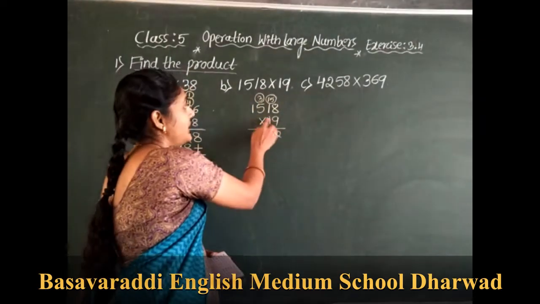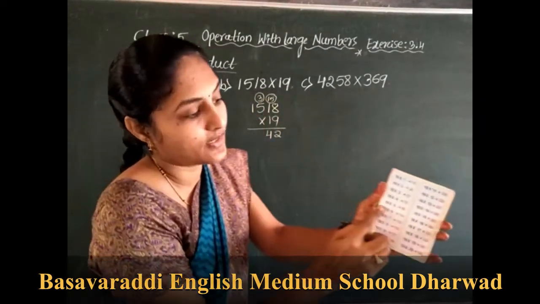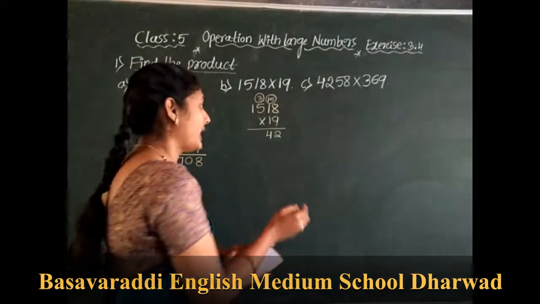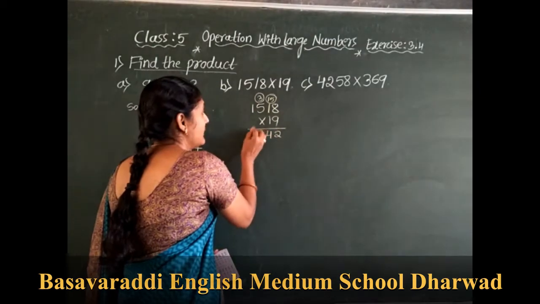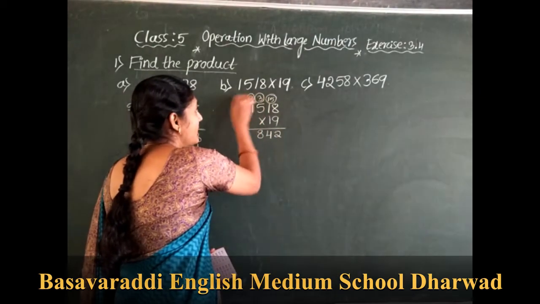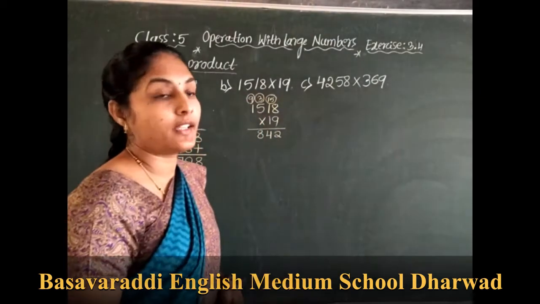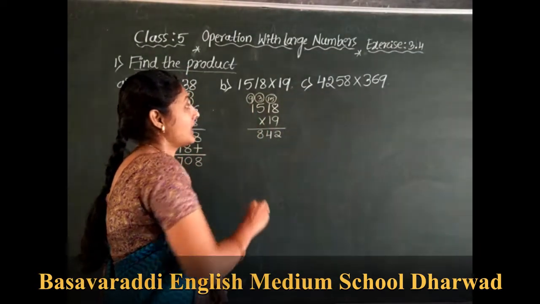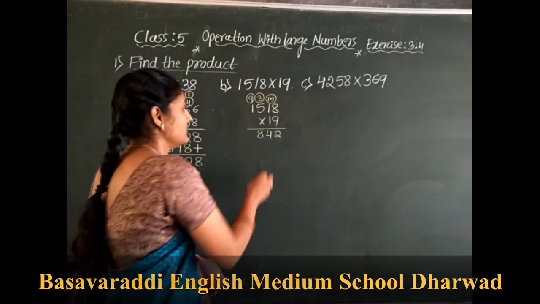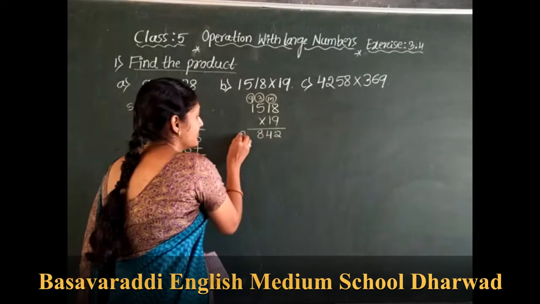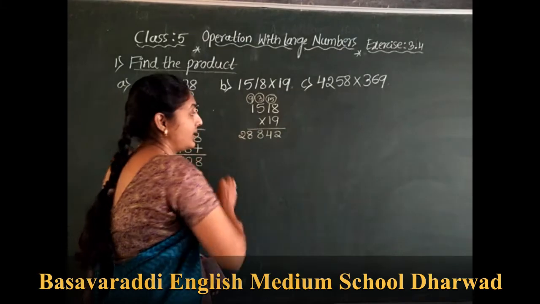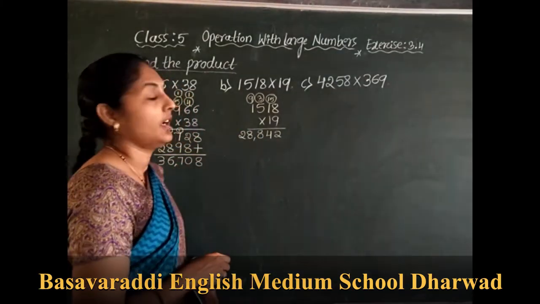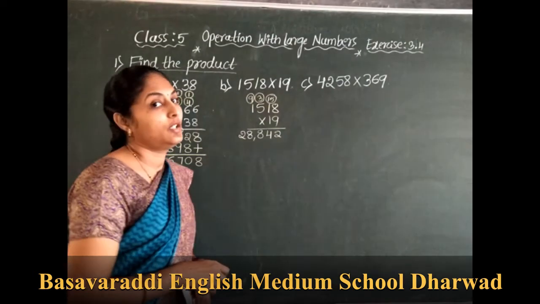Okay, next, 19 fives are 95. The 95 plus 3 is 98. So write 8 here and 9 carry over to the thousands place. Next, 19 ones are 19. So 19 plus 9 is 28. Okay, this is the product value. 28,842, that is the product.